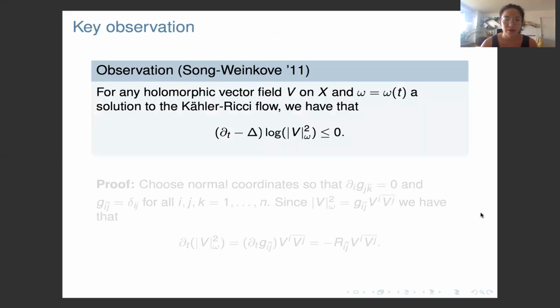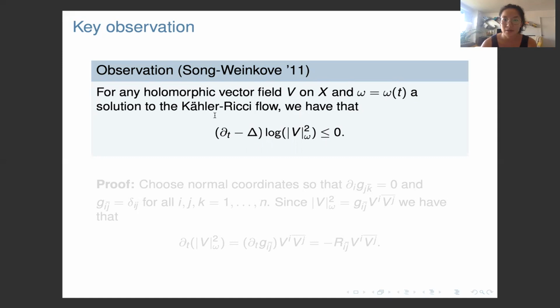Okay, and so now we will state the key observation, and that is this specific inequality. This was an observation made by Song and Weinkove in 2011, and they show that for any holomorphic vector field V on X and ω a solution to the Kähler-Ricci flow, we have this heat type differential inequality: d/dt minus the Laplacian of log of |V|² with respect to the evolving metric ω is less than or equal to 0.